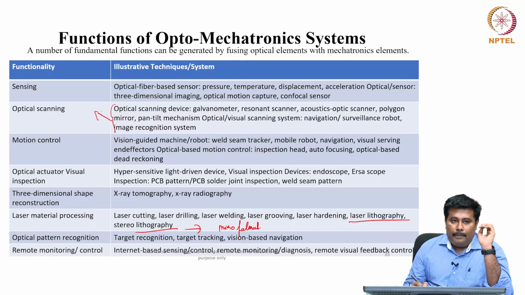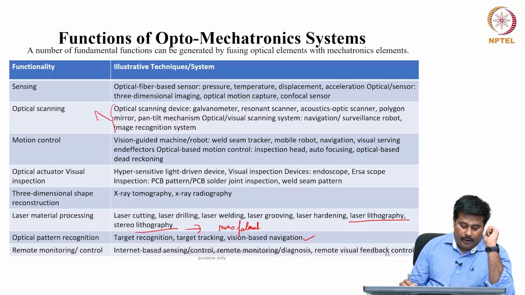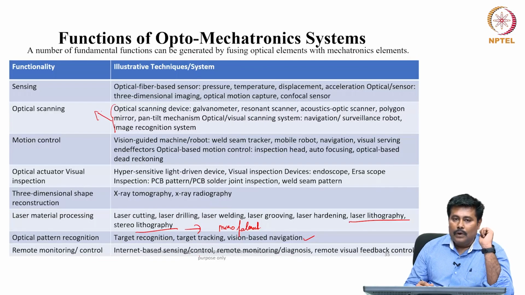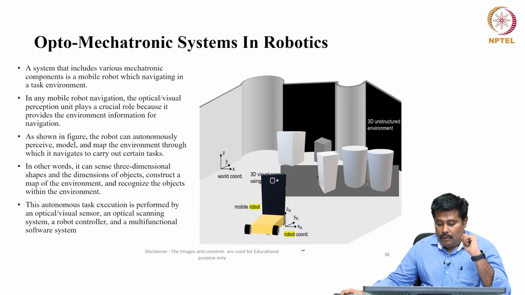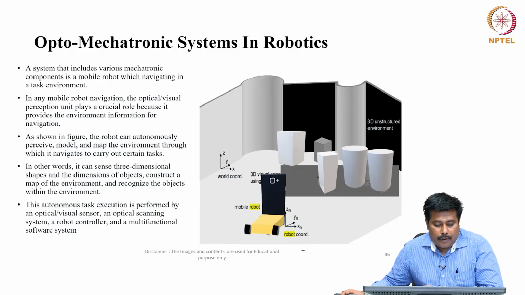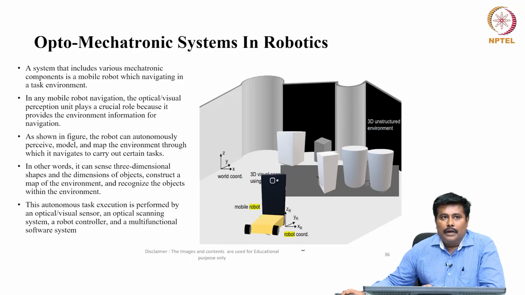Then with reference to optical pattern recognition, a target recognition system, a target tracking system, and a vision based navigation system can be efficiently deployed. With reference to remote monitoring control, internet based sensing control, remote monitoring diagnostics, and remote visual feedback control can be deployed. Overall, an optomechatronic system in robotics includes various mechatronic components in a mobile robot which navigates in a task environment.